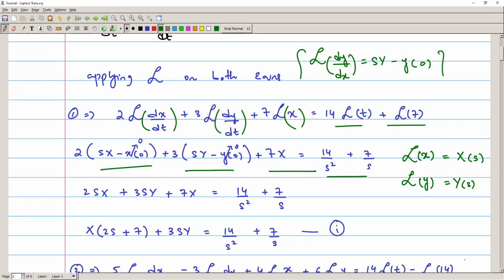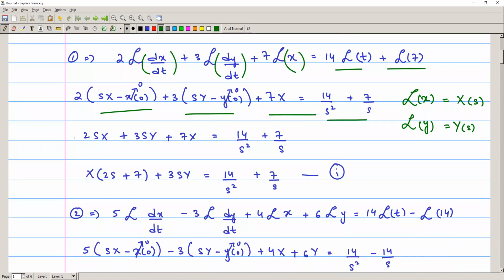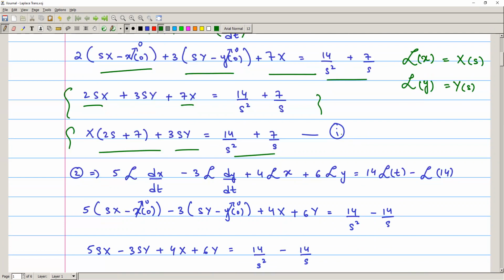So this is the transformation of equation 1, and we simplified the transformation here, and we take X common in these two elements. Then the equation is formed in this way: X times (2s plus 7) plus 3sY is equal to 14 over s squared plus 7 over s, right? So we name it equation 1, Roman 1, right?